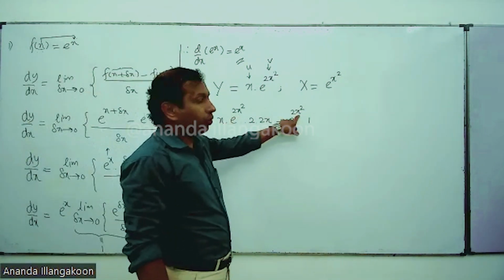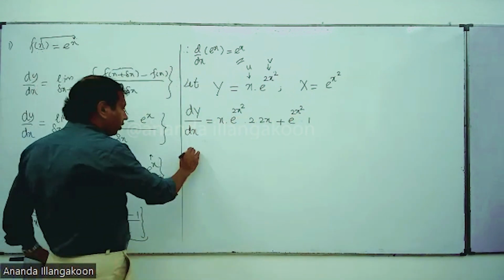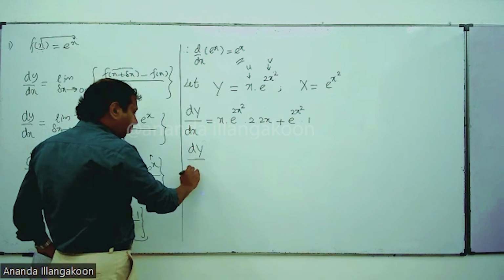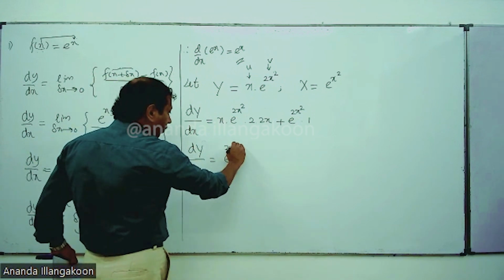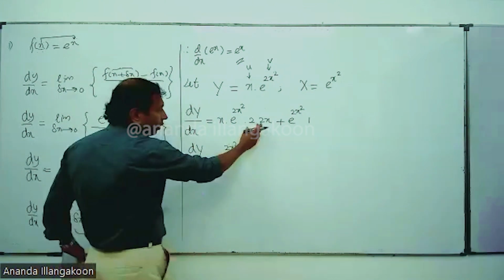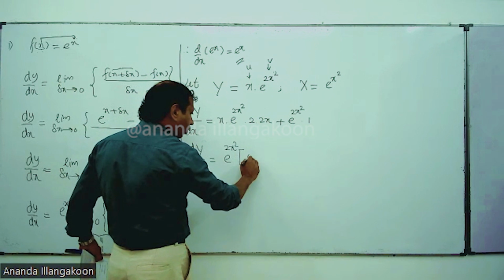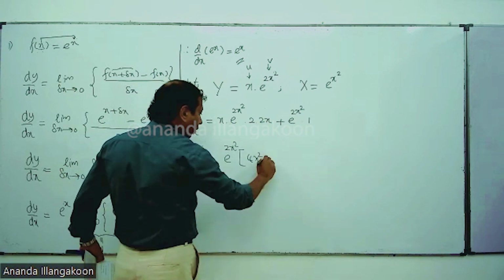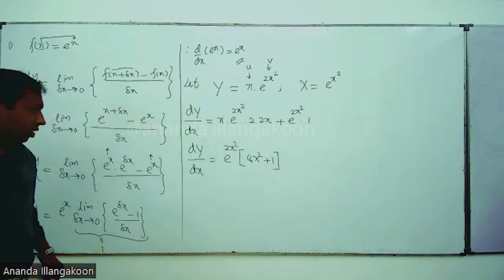Now here we have e to the power 2x squared. Here we have e to the power 2x squared. Take it out from a bracket. Then dY upon dx is equal to what, people? e to the power 2x squared. Here now what do we get? 4x and x squared. Then we get 4x squared. Here we have 1. Right. dY upon dx now we have.